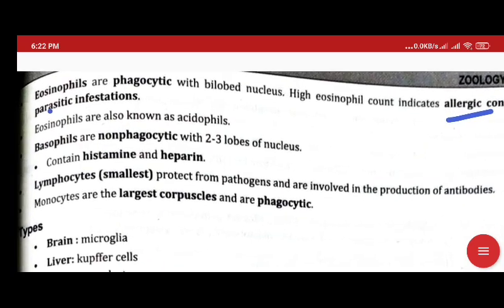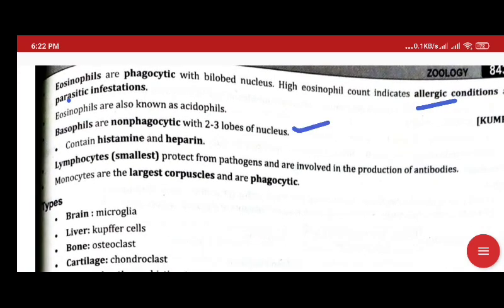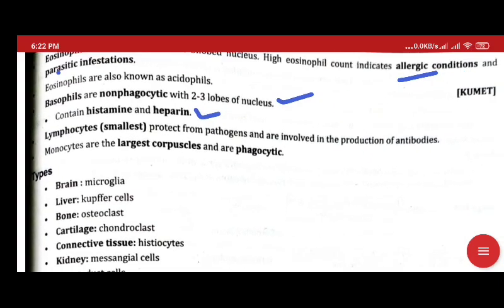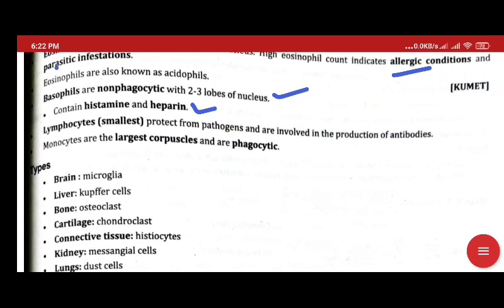Now here we have what? A 2 to 3 lobed nucleus. There we have 4, 5 to 6 lobes. Then here is 2 to 3. It contains what? Histamine, heparin and serotonin too. We have now lymphocyte, which is the smallest, and it also produces what? Antibodies. Now monocyte is the largest corpuscle, also phagocytic.